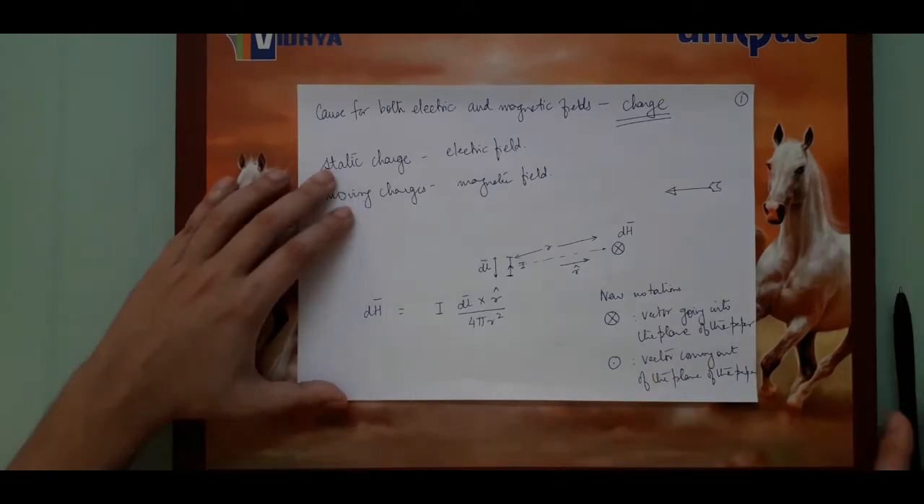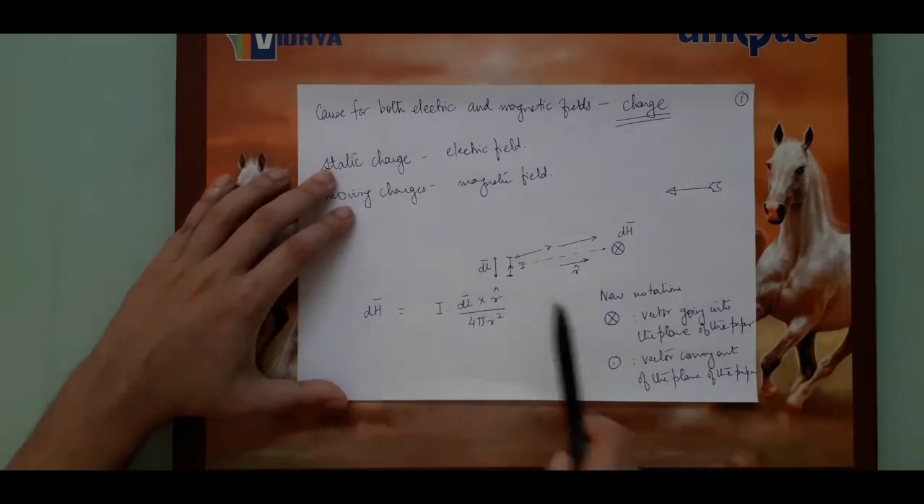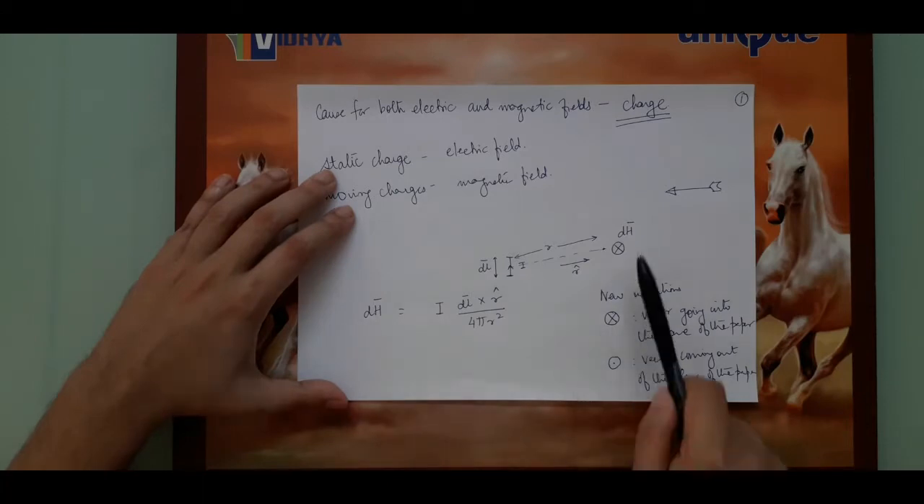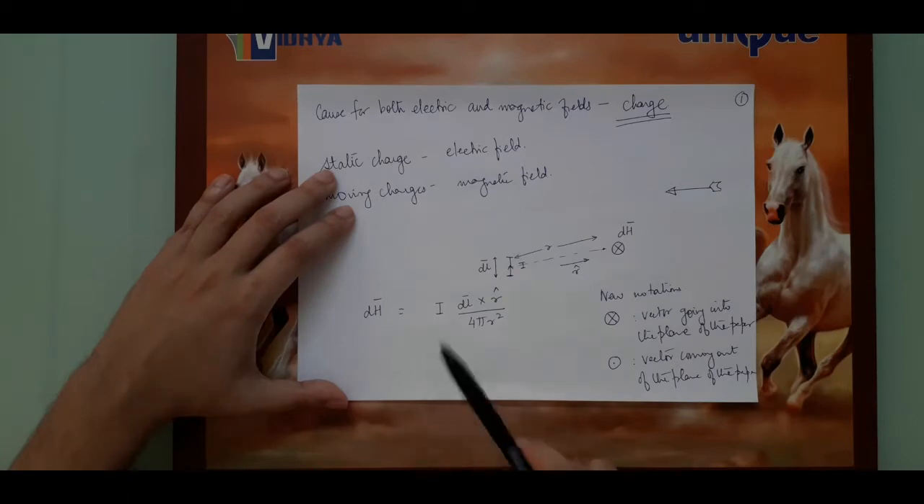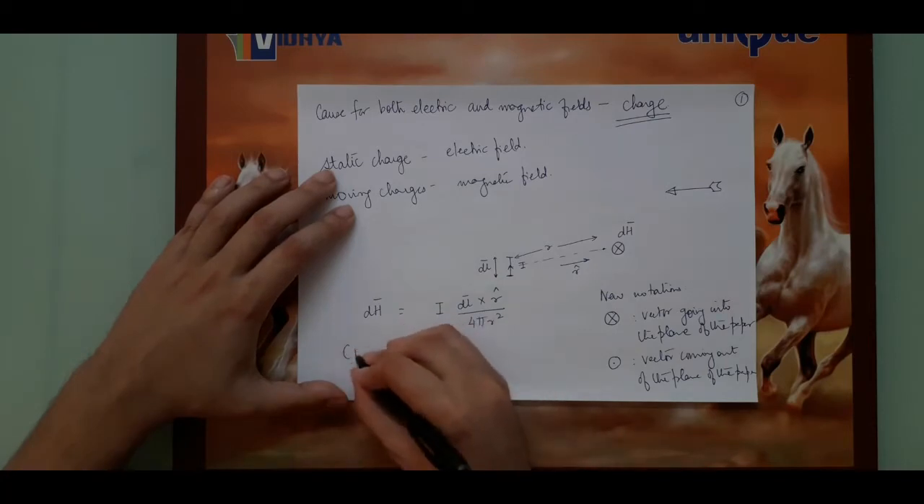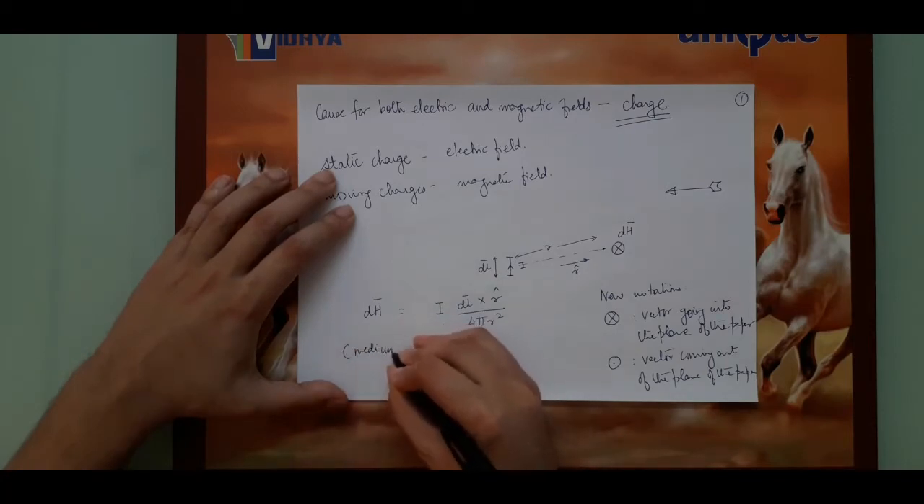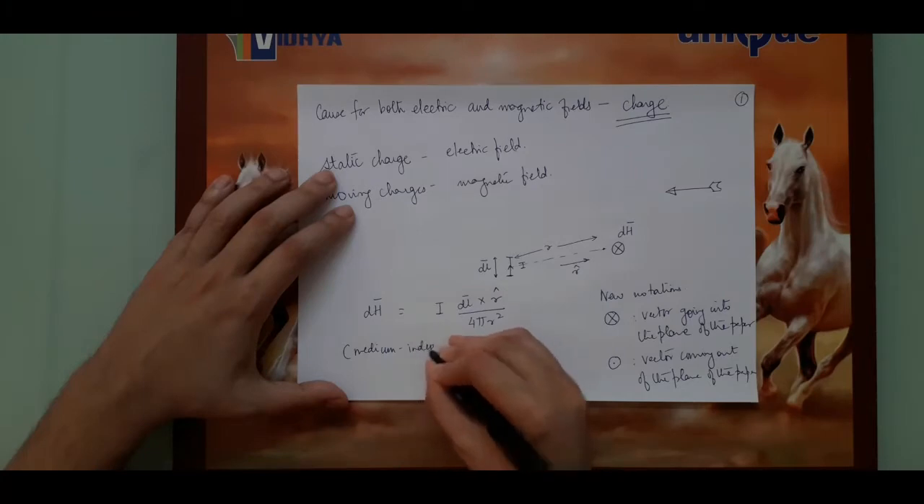So immediately what we can see is that this magnetic field is independent of the medium parameters because it is dependent on I, dl, pi and r. There is no quantity about the medium parameter which has any effect on H. So this dH is medium independent.